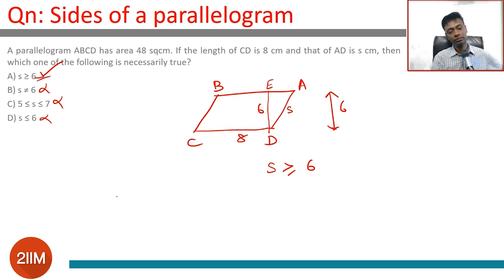This is it. Length into height is area, breadth into height is the area, base into corresponding height is area. The height is 6. That means the side should be at least 6. If this were a rectangle, S would be 6. Otherwise, it will be greater than 6.